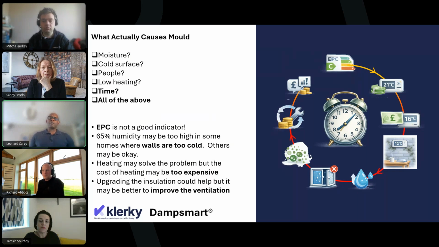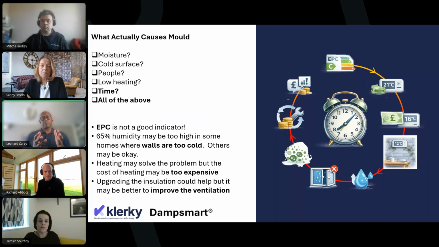There's, I wouldn't say circular flow, but there is that question about what's actually causing mold, and I think that last question was a good illustration of that. Is it moisture? Is it the cold surface? Is it people? Is it you and I doing stuff, cooking, bathing? Is it low heating? Is it the erratic heating that Tamsin talked about? The one thing about mold growth that we've seen over and over again is time.